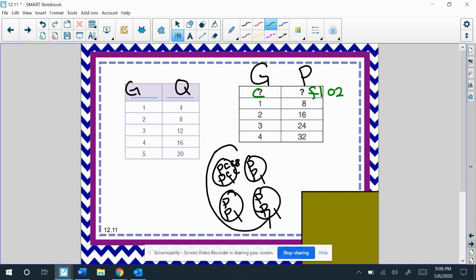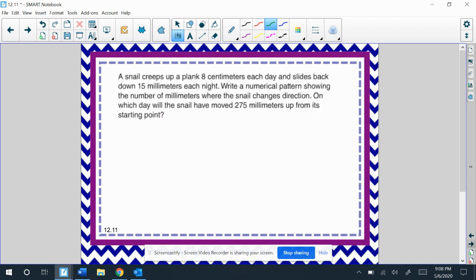Let's do the next example. This one is a word problem, so let's work it out step by step. A snail creeps up a plank 8 centimeters each day and slides back down 15 millimeters each night. Well, let's circle some words that help us know what operation to use. This is going to tell me I'm adding 8 centimeters.